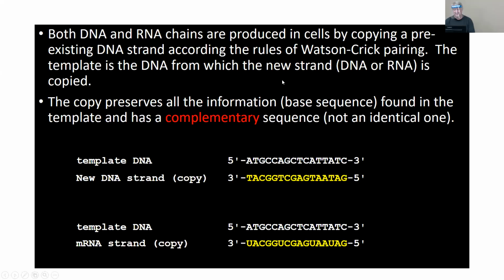Of course, DNA and RNA chains are produced in cells by copying a pre-existing DNA strand according to the rules of Watson and Crick pairing. Y'all know that. I think we reviewed those, didn't we? With the ATs and the GCs combining, and which ones were purines and pyrimidines.